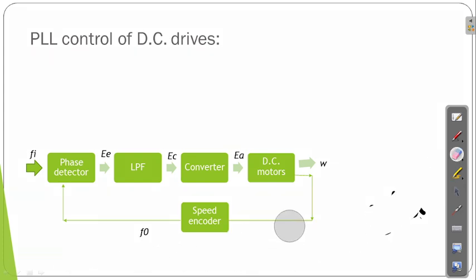After that, the converter is used to convert. Then it is connected with the DC motor. This output goes again, with the feedback of the speed encoder, to the phase detector. This is the main concept of PLL control of DC drives.